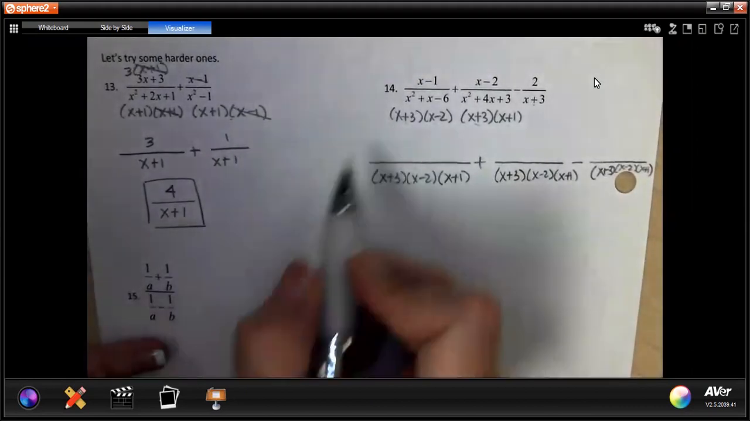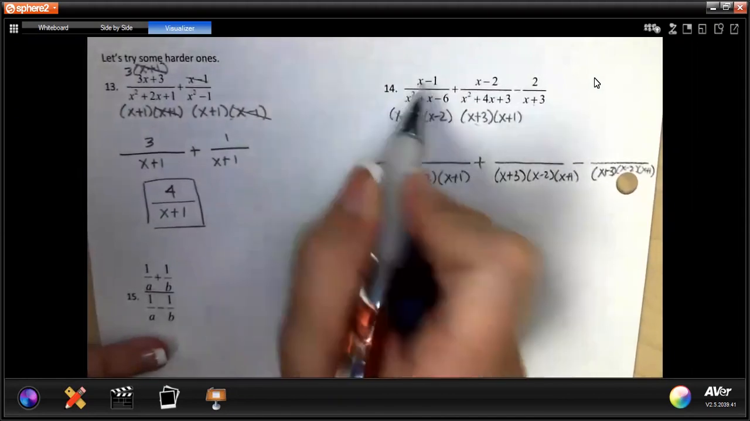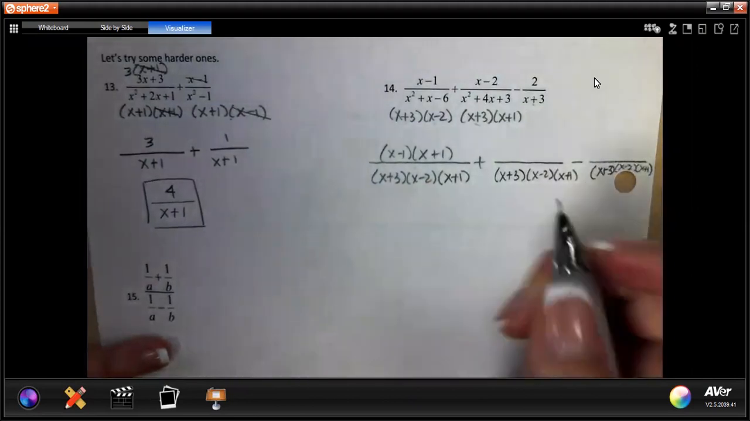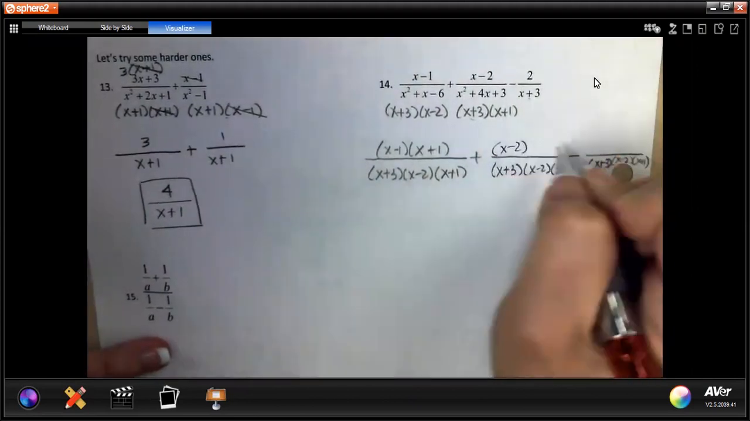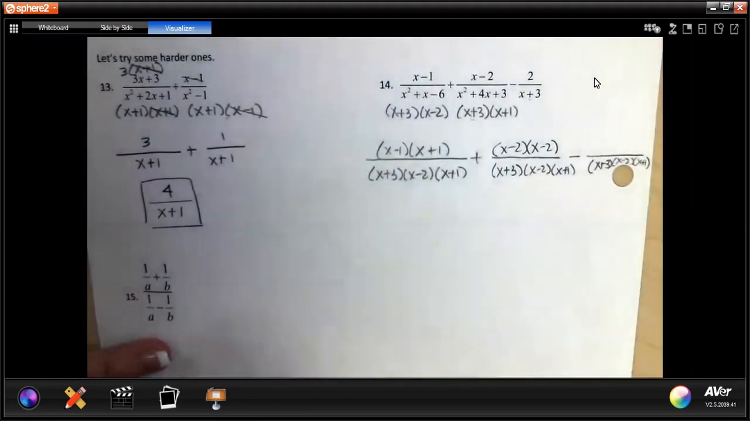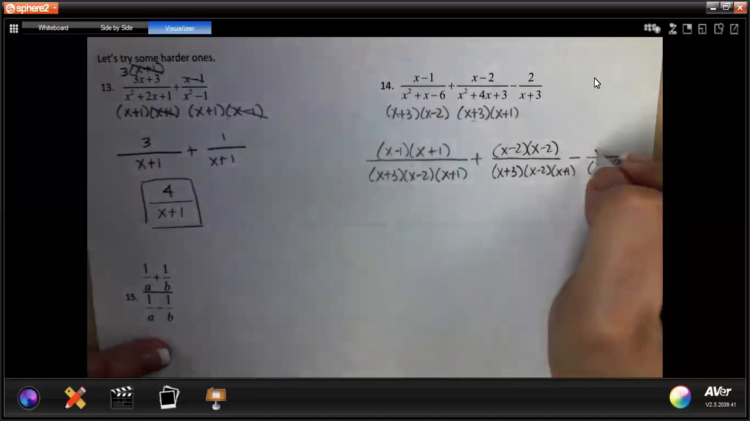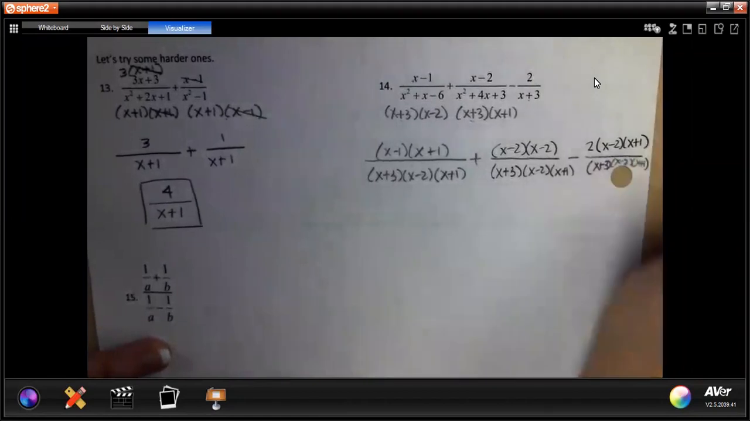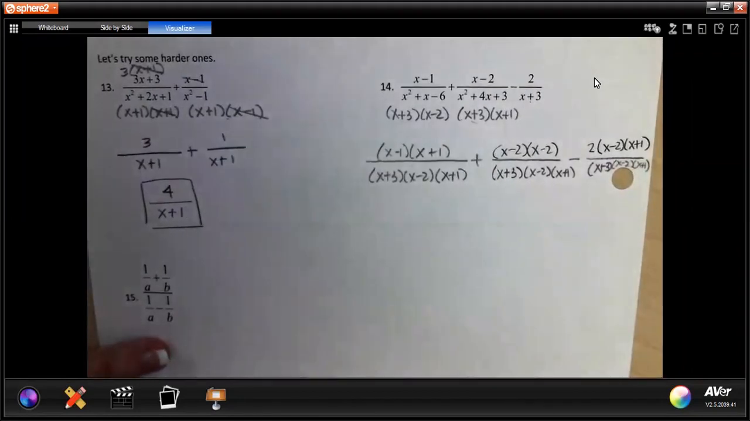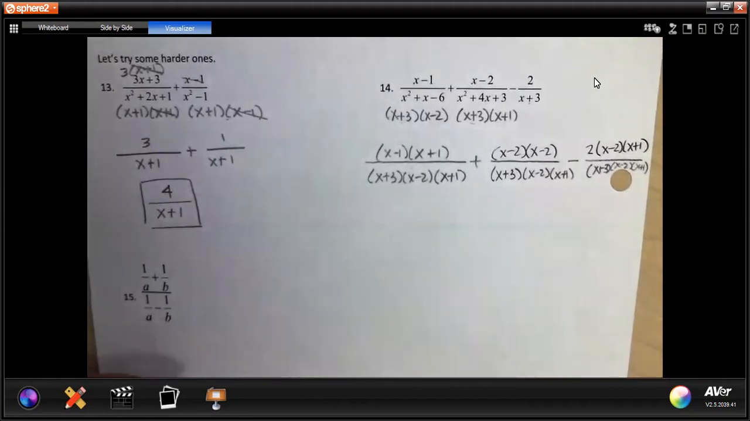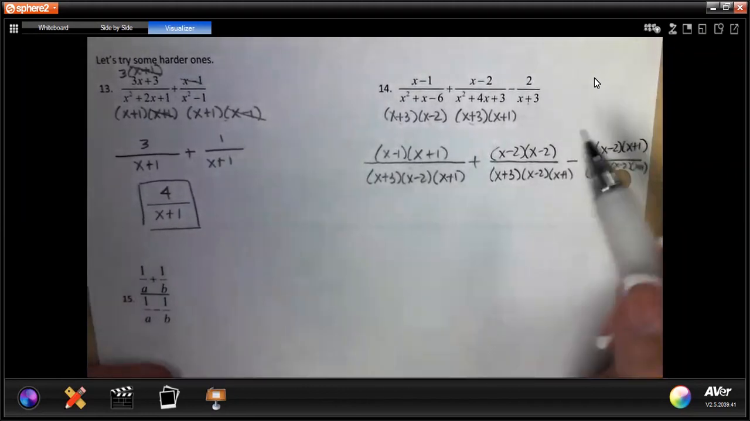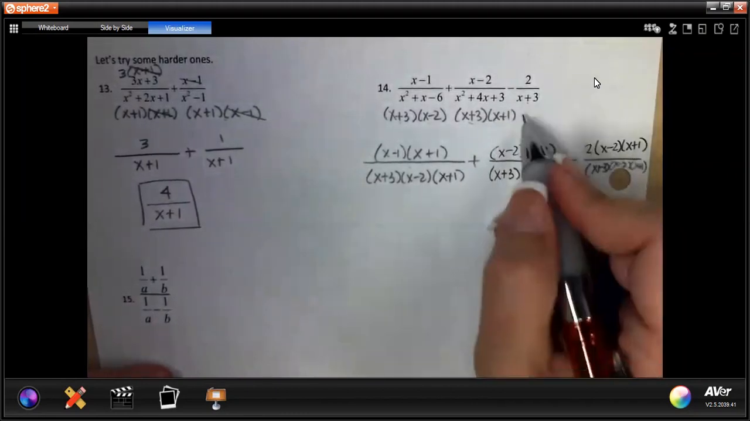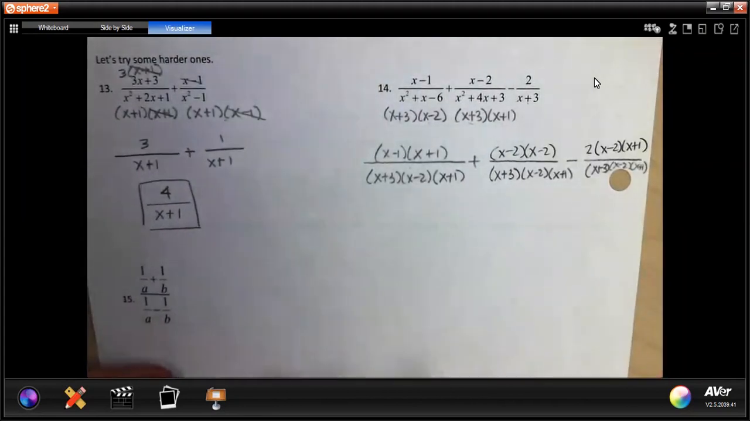All right, now that we've got the denominators the same, I need to do whatever I did to the bottom to the top. So I multiplied this bottom times x plus 1, so I need to multiply this top times x plus 1. I multiplied this second one times x minus 2, so I need to multiply that top times x minus 2. And I multiplied that last one times x minus 2 and x plus 1, so I need to multiply that top times x minus 2 and x plus 1. You want to make sure that you include everything you multiplied on the bottom there. And again, if you think about this and this cancel and you're back to that original, these two cancel those two and you're back to that original, then you've done it correctly.